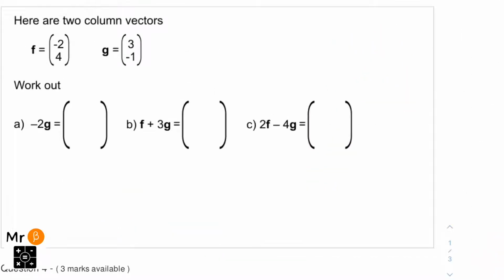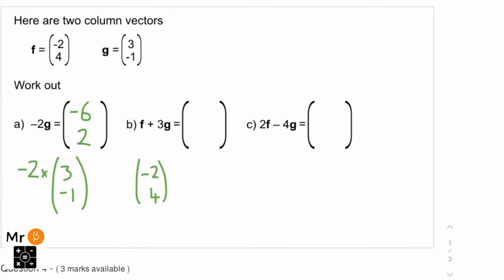So question 2, it's asked us to work with vectors. We've got negative 2 times by this vector g. So we've got to do negative 2 times 3, which is negative 6, and negative 2 times negative 1, which is positive 2. Part B asks us for f, which we already know, plus 3 lots of g.